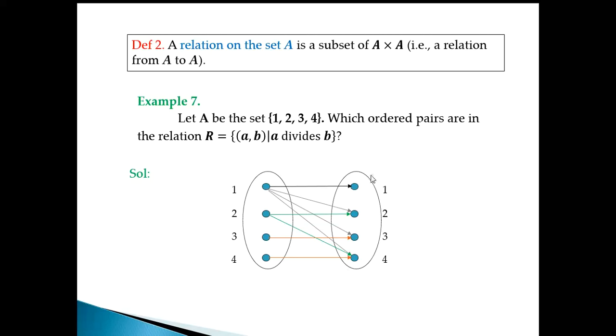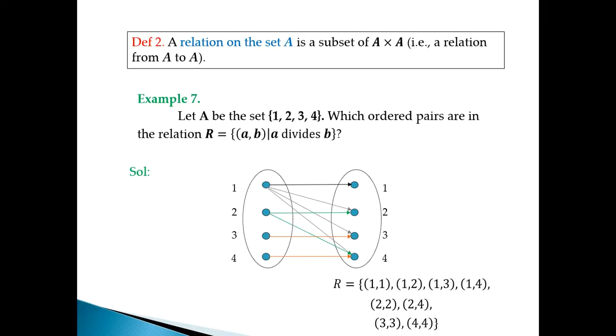So these ordered pair elements are in our relation R. We see that the ordered pairs in R are 1 1, 1 2, 1 3, 1 4, 2 2, 2 4, 3 3, 3 4, sorry, 4 4. So these ordered pair elements will be in our relation R. Is it clear how to find the ordered pair elements in the relation R if we are given any condition?